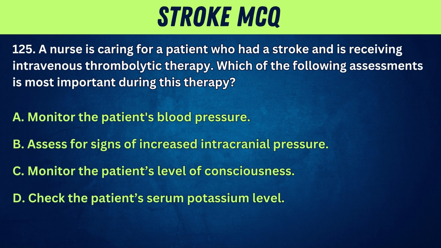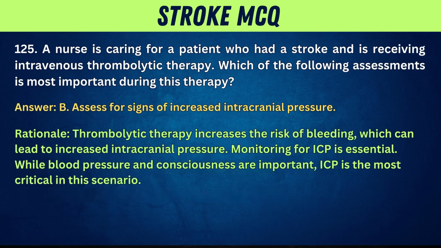125. A nurse is caring for a patient who had a stroke and is receiving intravenous thrombolytic therapy. Which of the following assessments is most important during this therapy? A. Monitor the patient's blood pressure. B. Assess for signs of increased intracranial pressure. C. Monitor the patient's level of consciousness. D. Check the patient's serum potassium level.